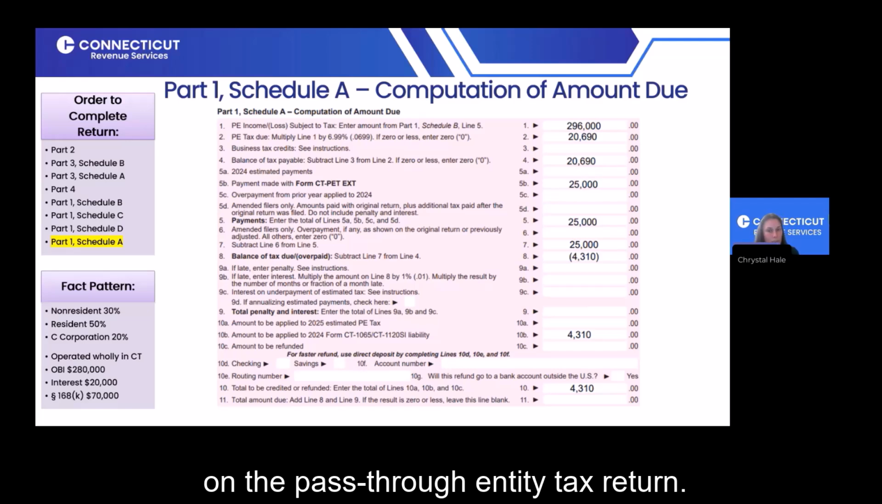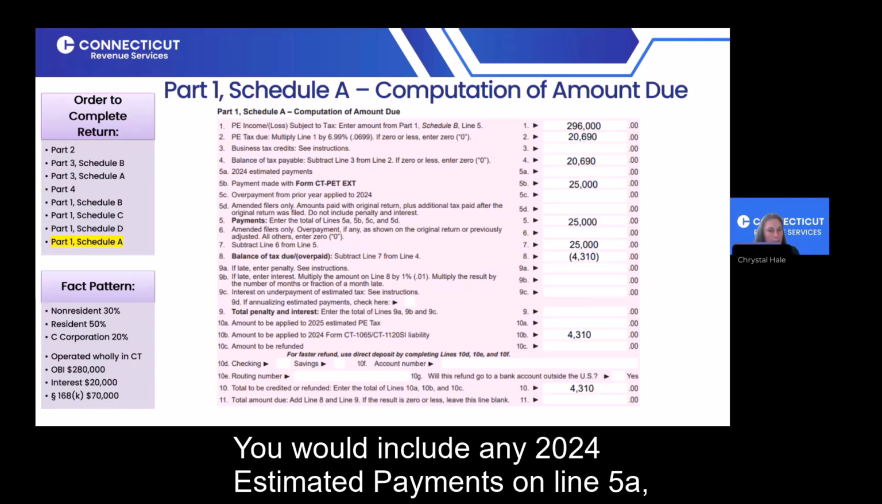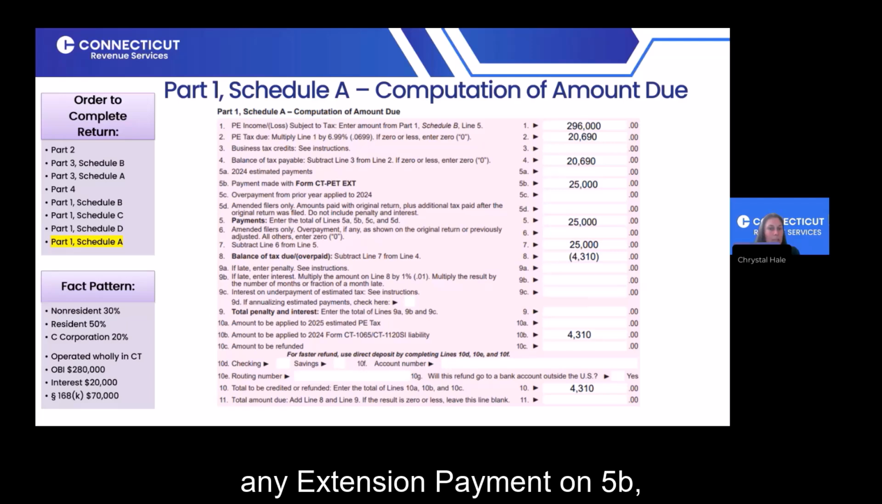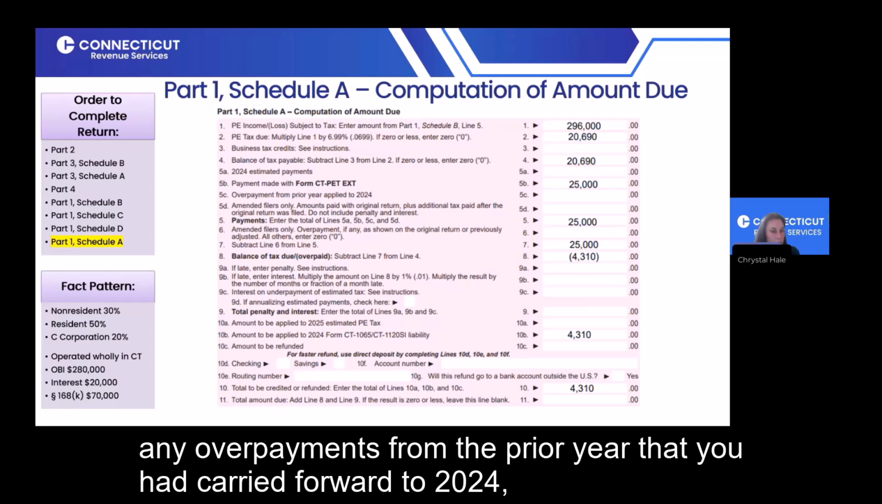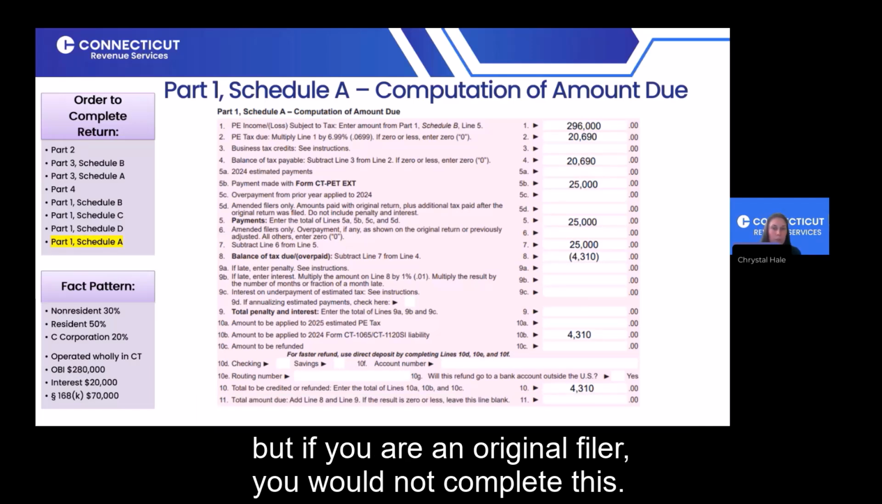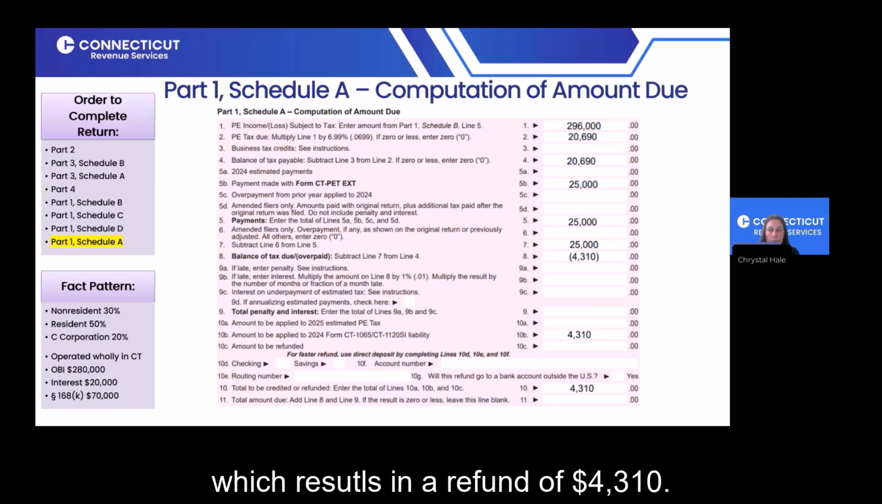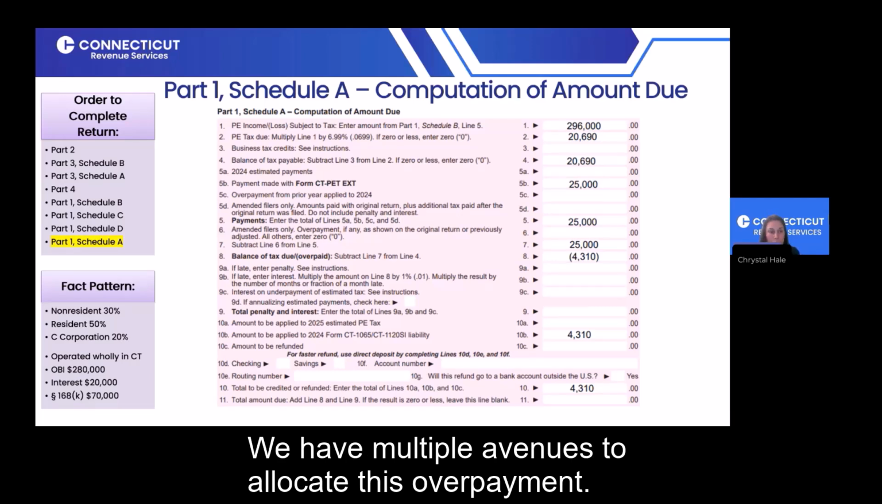pass-through entity tax return. So if you take a look at the sub number 5s here, we have 5A through 5D. You would include any 2024 estimated payments on line 5A, an extension payment on 5B, any overpayments from the prior year that you had carried forward to 2024. And for amended filers, you would include any additional amounts paid. But if you are an original filer, you would not complete this. So at the end of the day, I have $25,000 of an extension payment, which results in a refund of $4,310. We have multiple avenues to allocate this overpayment.